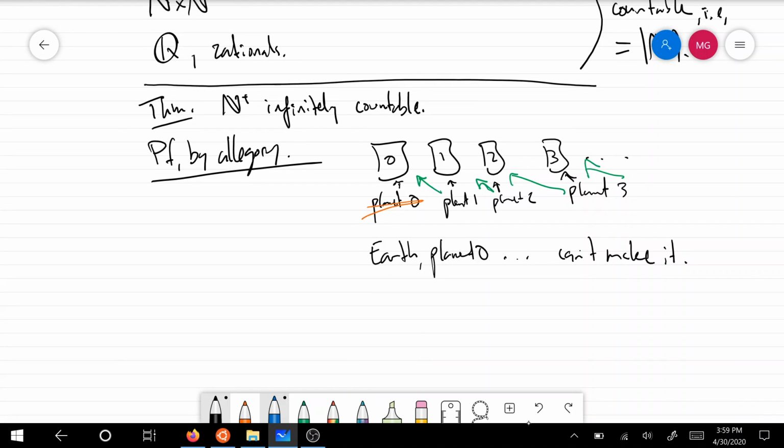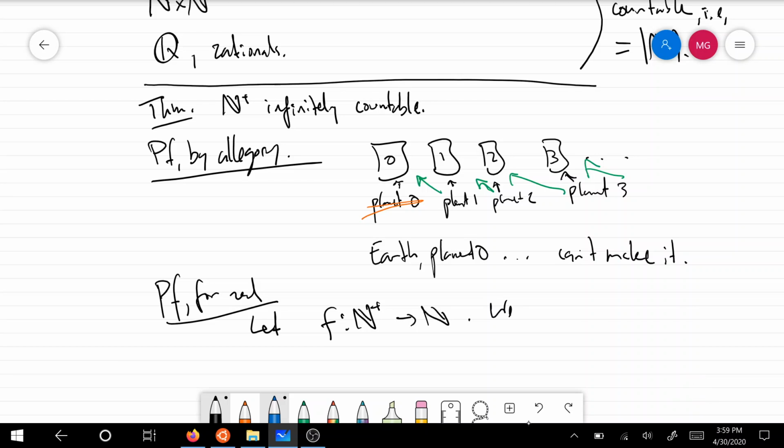So, how does that work? Proof for real. What we need to do, so we need to show a bijection between the positives and the naturals. So let f be a function from the positives to the naturals. We must show it's bijective.